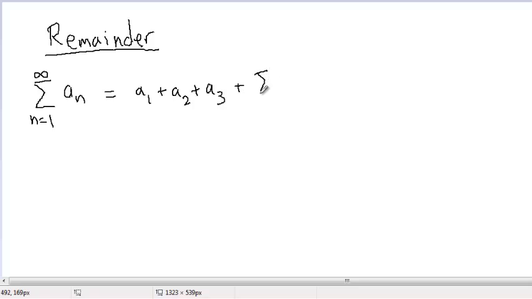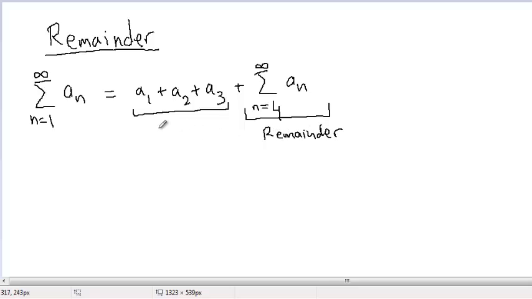Then I have some more terms left, right? And I can write those remaining terms by using sigma notation, right? In sigma notation, this remaining part will start from 4 and go up to infinity of the same a sub n term, right? So here I have the first 3 terms, and I have the remainder. This part is called the remainder term, and this part is called the first 3 terms, right?